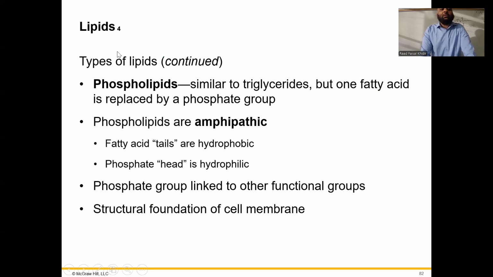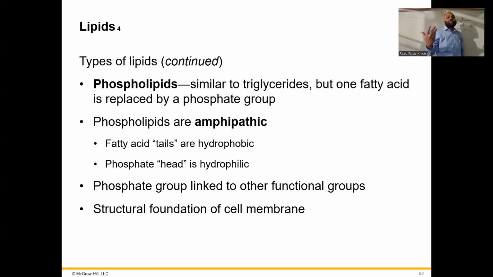Lipids. Types of lipids. There are phospholipids, which are similar to triglycerides, but one fatty acid is replaced by a phosphate group. And phospholipids are amphipathic, and that's what we use for the cell membrane.